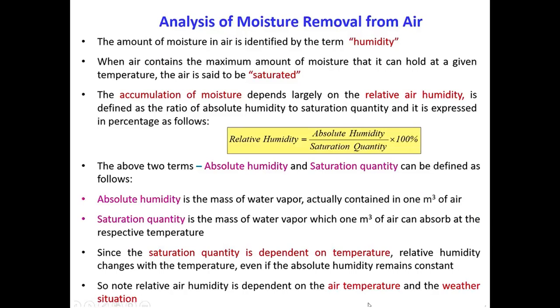The above two terms, absolute humidity and saturation quantity, can be defined as follows. Absolute humidity is the mass of water vapor actually contained in 1 cubic meter of air. Saturation quantity is the mass of water vapor which 1 cubic meter of air can absorb at the respective temperature. Since the saturation quantity depends on the temperature, relative humidity changes with temperature even if the absolute humidity remains constant. So note that relative air humidity depends on the air temperature and weather situations.